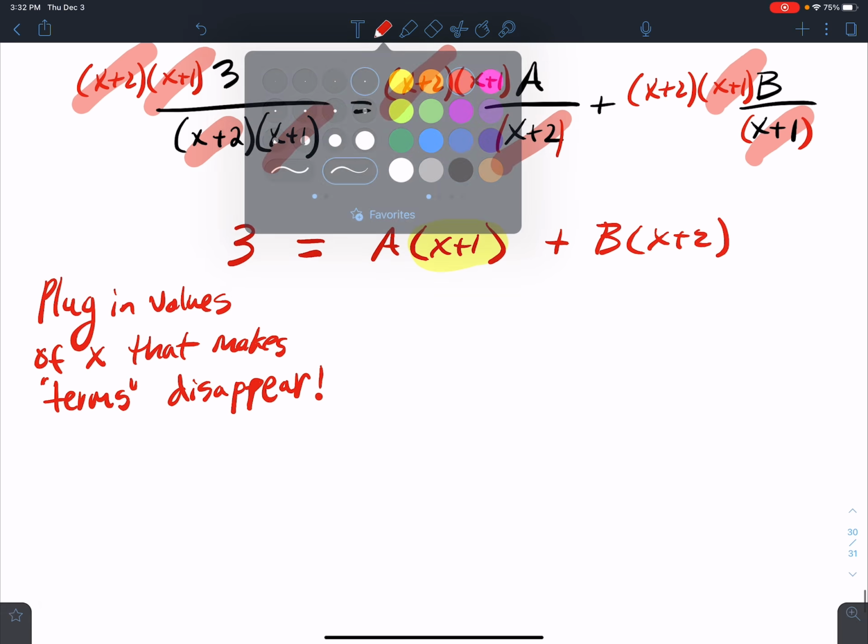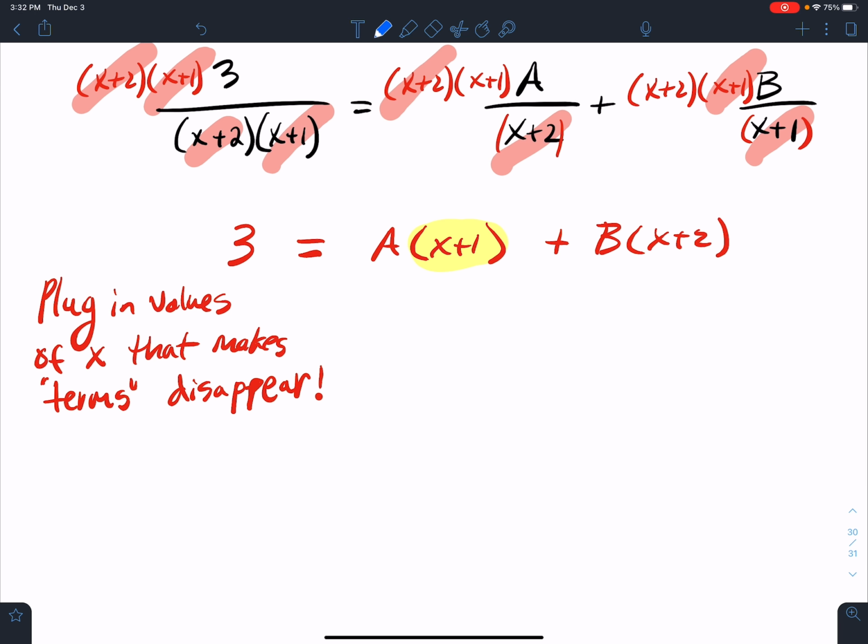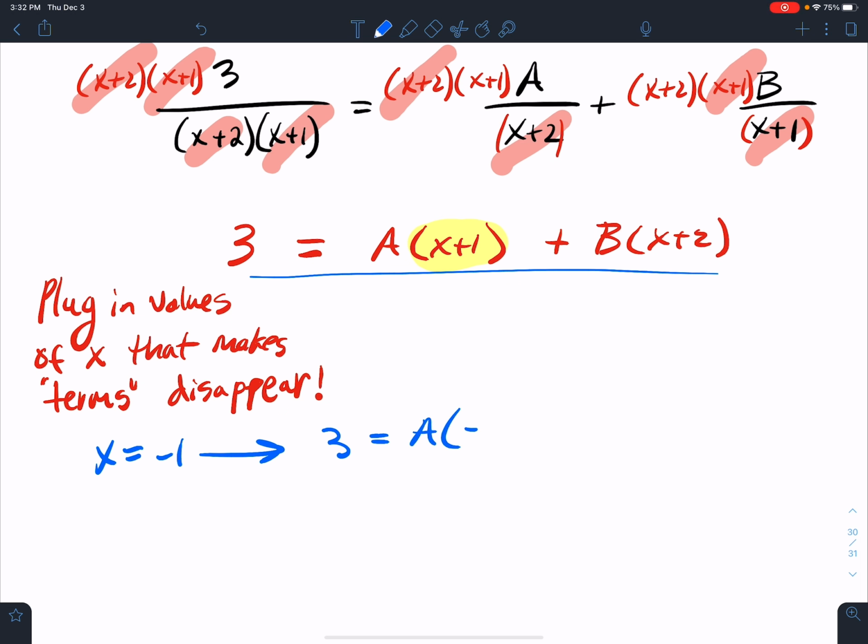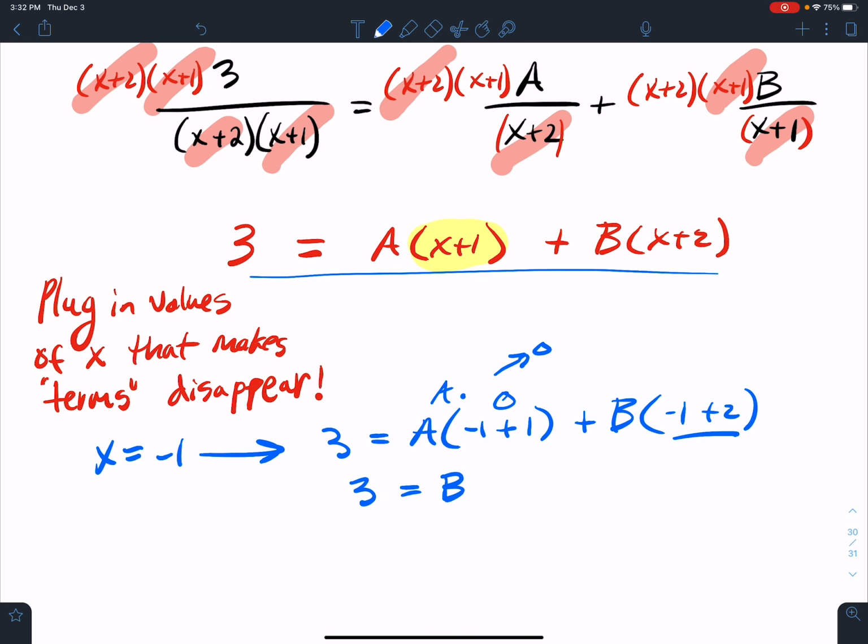Well, if I plug in, say, x equal to -1 into the equation here, what does that give me? That gives me 3 equals a times (-1 plus 1) plus b times (-1 plus 2). And so that's 3 equals, well, this thing goes to 0. So 0 times a, that's 0, okay? But then this gets you 1, so that tells me that b is equal to 3. See how that's easier than trying to solve, okay?